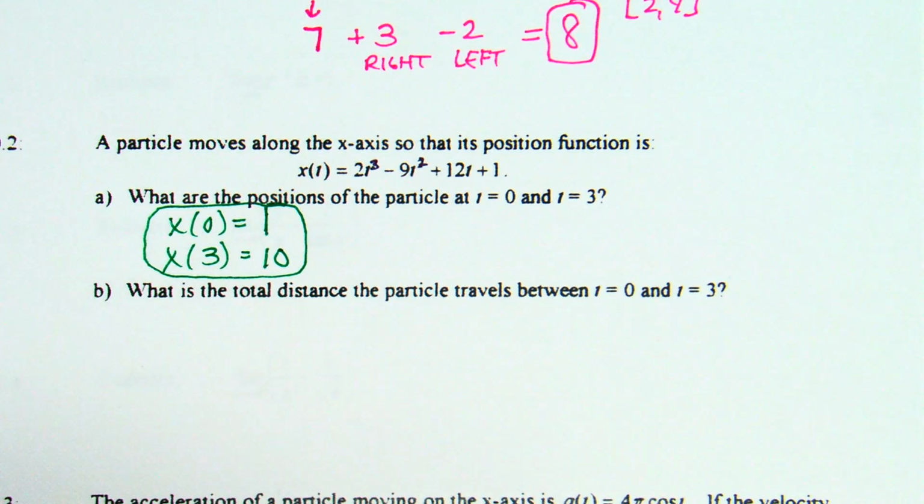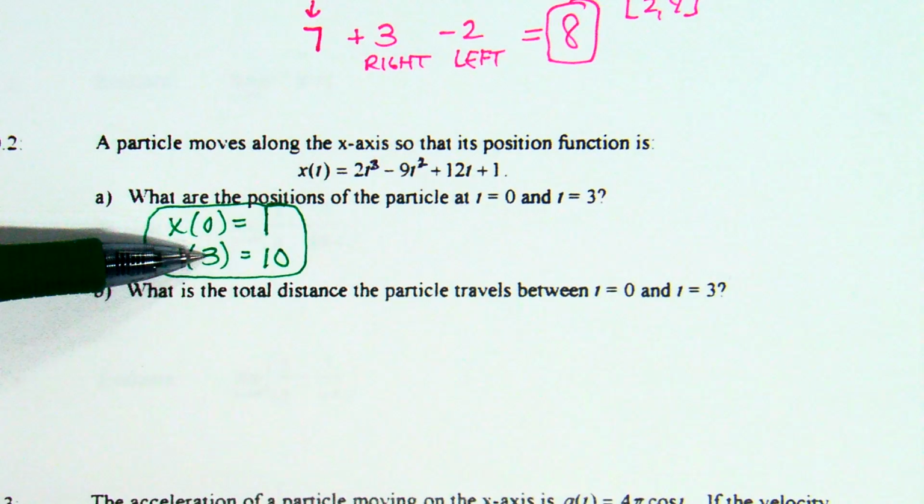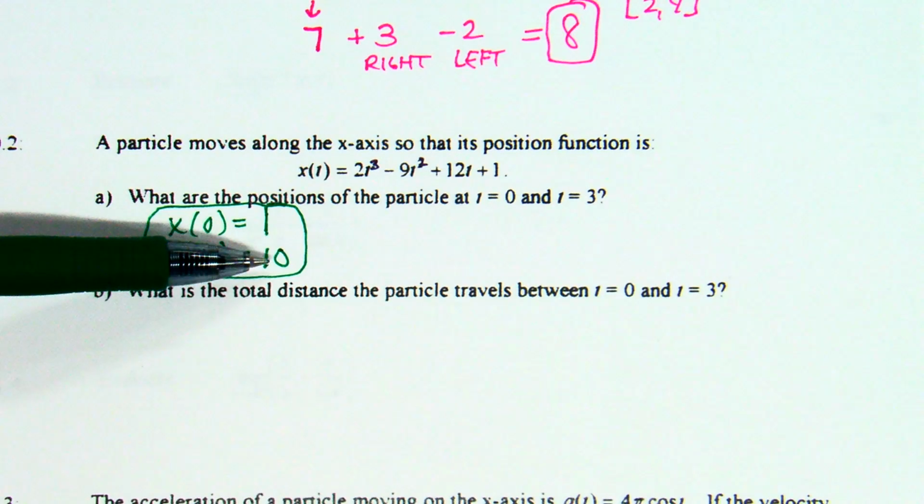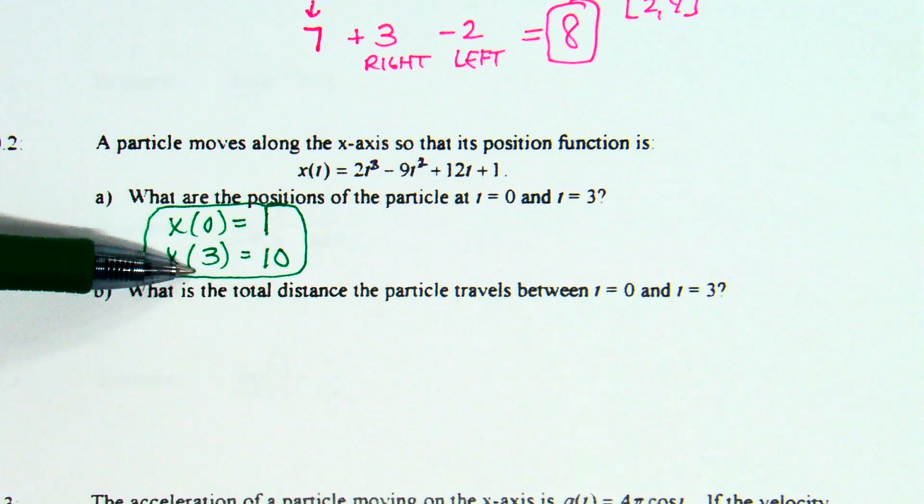I thought I'd let you guys talk it out for a moment. But okay, so first of all, realize up here 0 and 3 were times, right? 1 and 10 were positions. So at time 0, we are located at 1. At time 3, we are located at 10. Now, does that mean from time 0 to time 3, we went straight from 1 to 10?